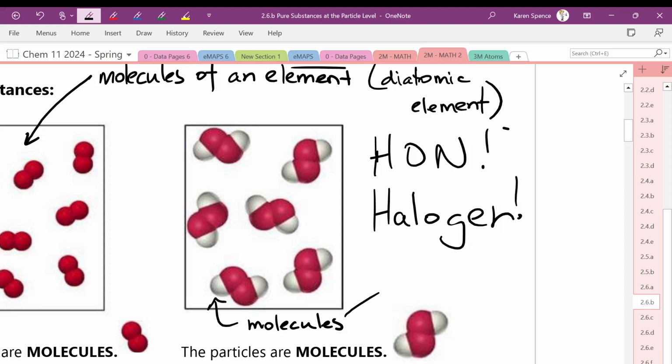How do I know they're not ions? What do ions have? Ions have a charge, okay? So we have these molecules, and these are molecules of a what? Compound. How do I know then that this is a pure substance? We've got one type. Only one type of molecule. All of them look the same.